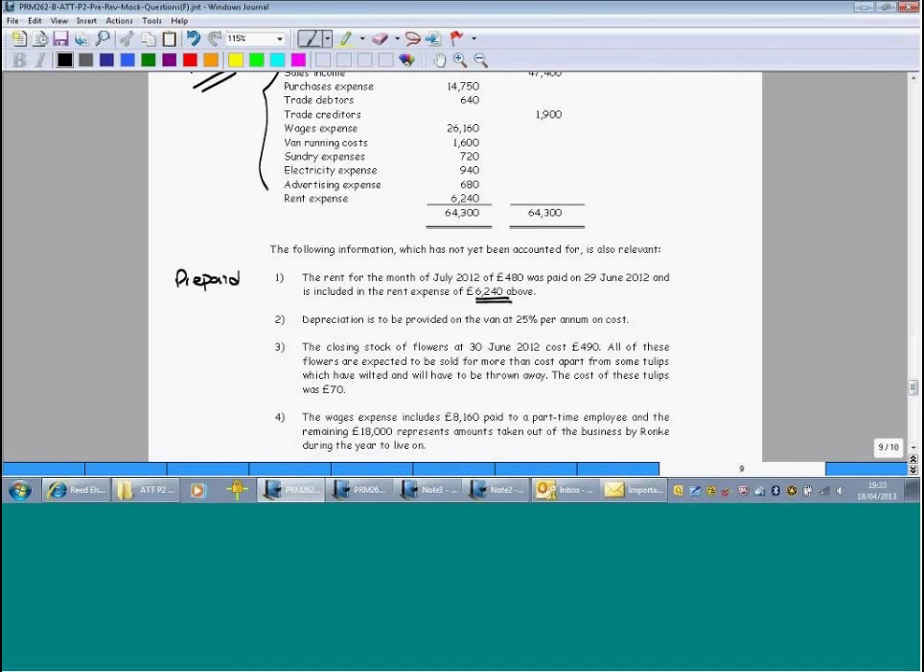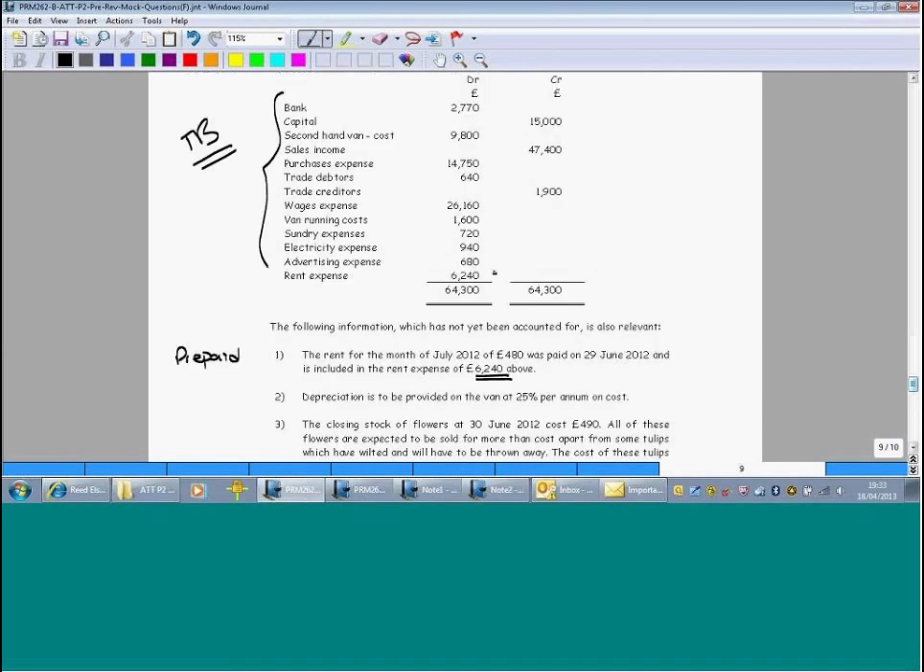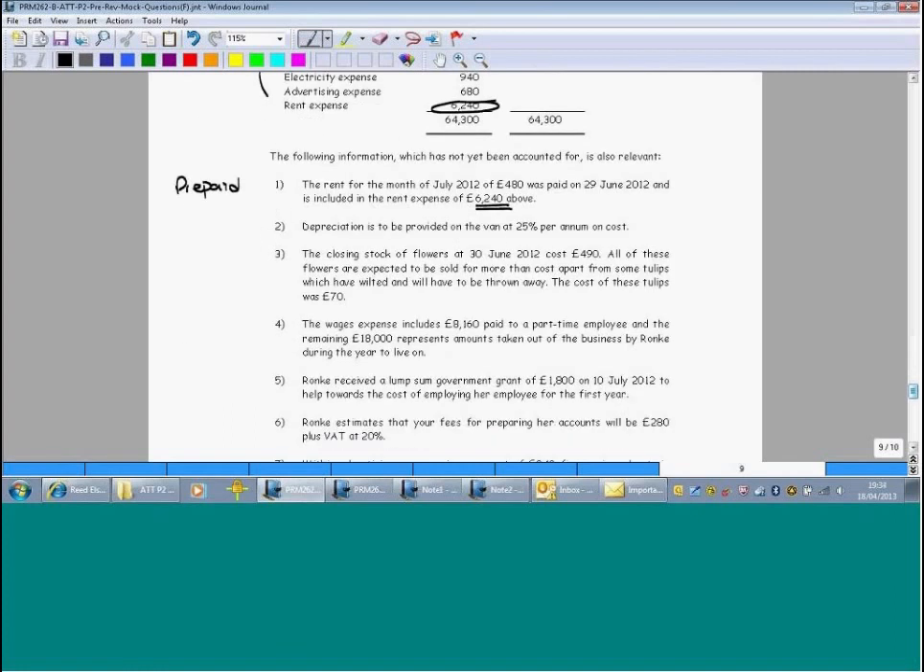Well, the rent expense, if we look at the TB, shows a figure of 6240. In other words, that's too high by £480. If you were dealing with the debit and credit format, which you don't have to do, then what you would be doing is decreasing your expenses. So you would be crediting your rent expense with that £480, and you would be debiting prepayments, increasing your prepayments asset in the balance sheet by that £480.